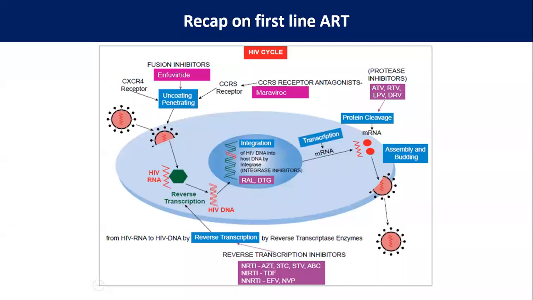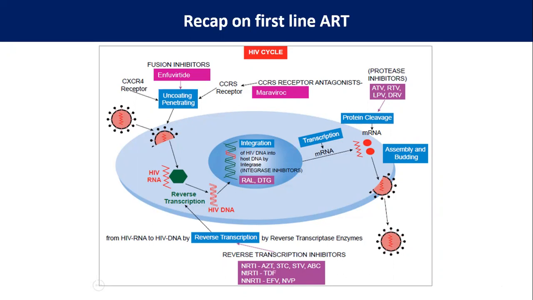Now, as the HIV DNA is formed, it gets inside the nucleus of the human CD4 cell, where it is acted upon by integrase, an enzyme that integrates the HIV DNA with the host DNA. Now, if we can block this integration with integrase inhibitors, then this integration will be stopped and the progression of the infection will be halted. So in the program, we have raltegravir and dolutegravir as integrase inhibitors.